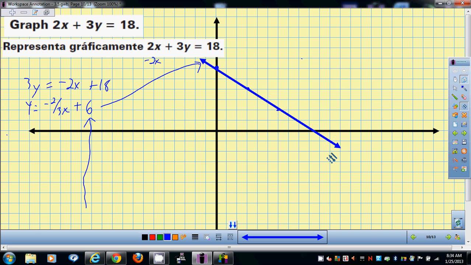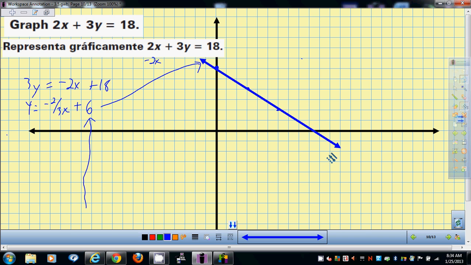You get where this came from? All we did was divide by the 3. Negative 2 divided by 3 is negative 2/3. 18 divided by 3 is 6. We did them individually. In fact, that's what you want to do. If you leave the whole thing over 3, it's going to kind of be a little confusing. Does somebody want to see another graphing problem?